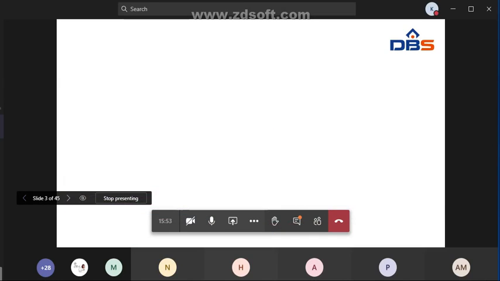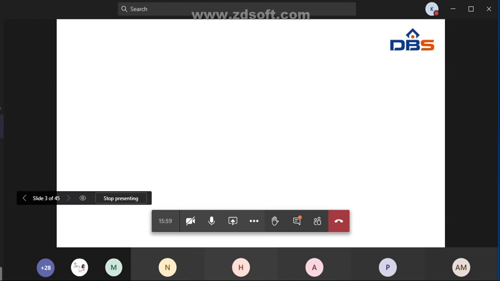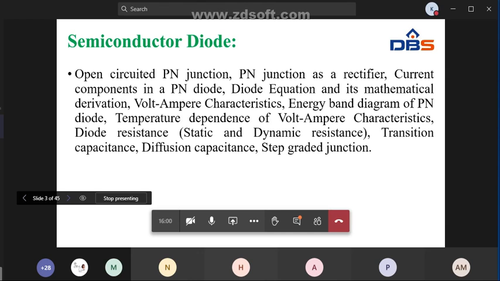So if you see, the first unit is a semiconductor diode. Here in the semiconductor diode, you are having open circuited PN junction. So it is the syllabus of first unit. It is open circuited PN junction. How the PN junction acts as a rectifier.